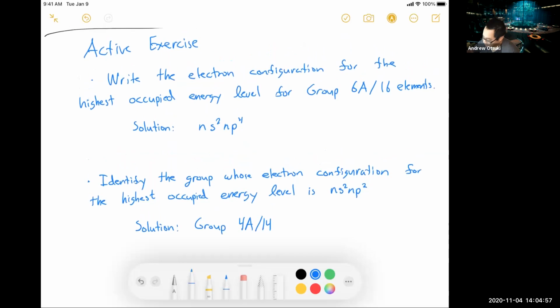I just want to make a note. Group 6A / 16 elements have 6 valence electrons. So we counted 6 from the group number. Valence electrons as indicated by the group number.